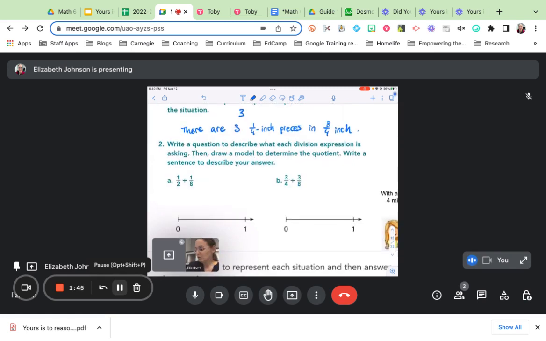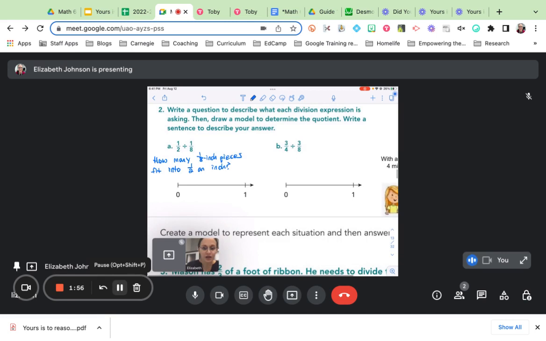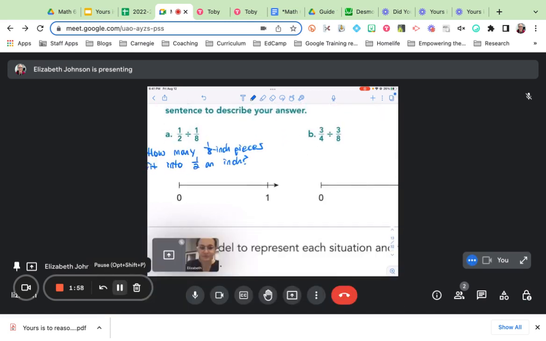A question that I might write here would be, how many 1/8 inch pieces fit into 1/2 of an inch? So how many 1/8 inches are there in 1/2 of an inch? Let's draw a number line to figure it out. First, I'm going to start by showing where 1/2 is on my number line. And then I want to divide this into eighths of an inch. Let's see, 1, 2, 3, 4, 5, 6, 7, 8. Okay, so these are my 1/8 inch pieces.